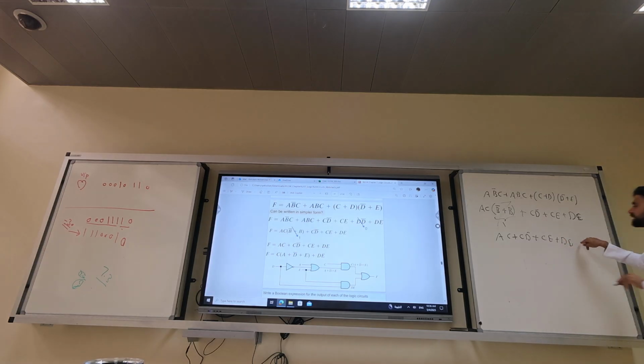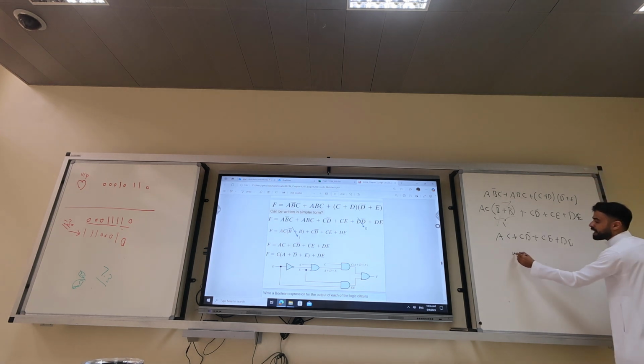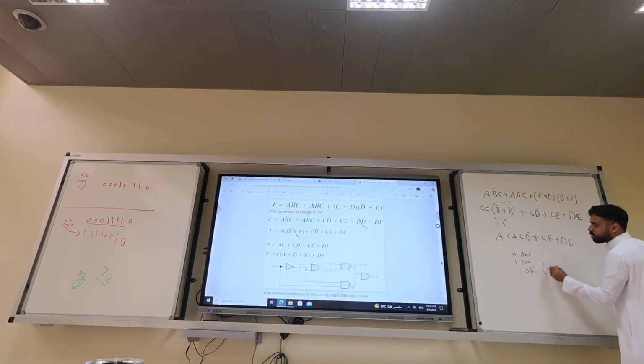How many gates do we need for this? We need 1 AND, 2 AND, 3 AND, 4 AND. We need 4 ANDs, 1 inverter, that's 5 gates. So we need 4 ANDs, 1 inverter, and 1 big OR. Or we can have 2 ORs, either 2 input or 4 input.